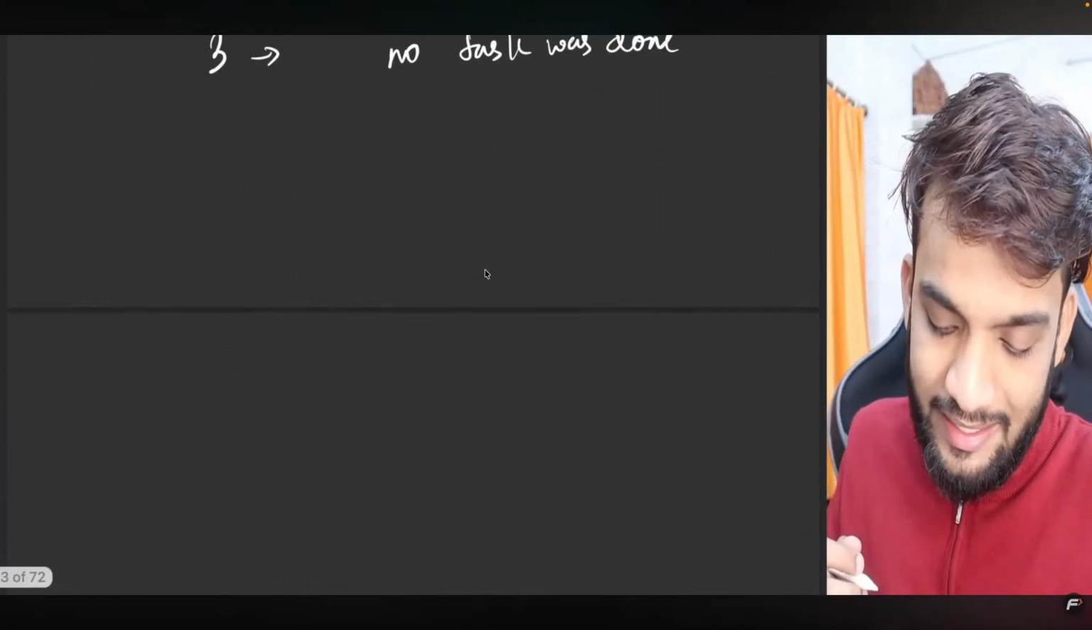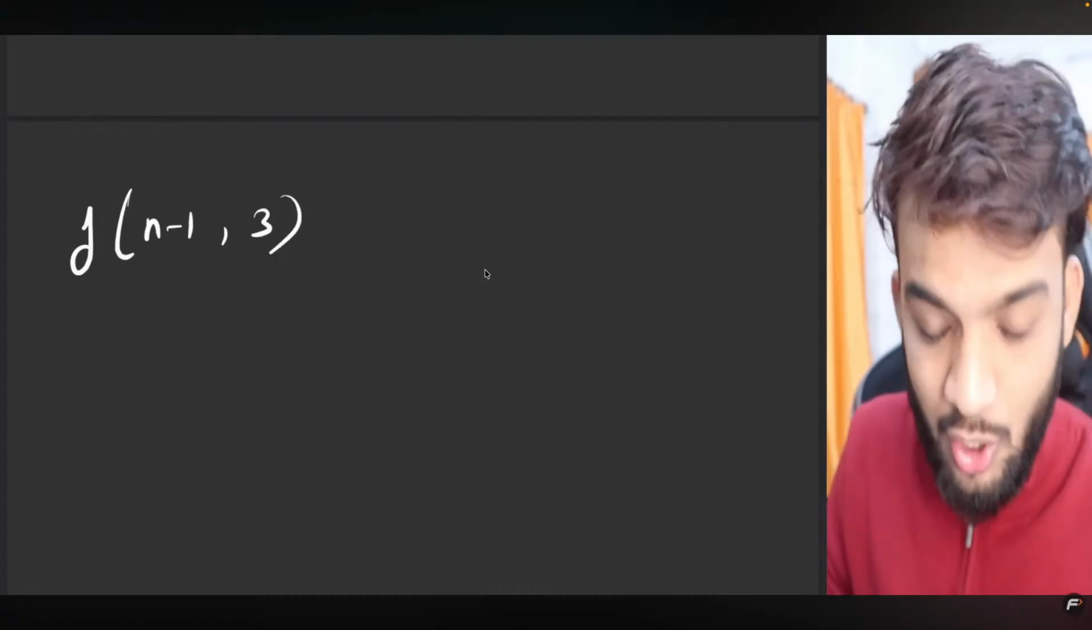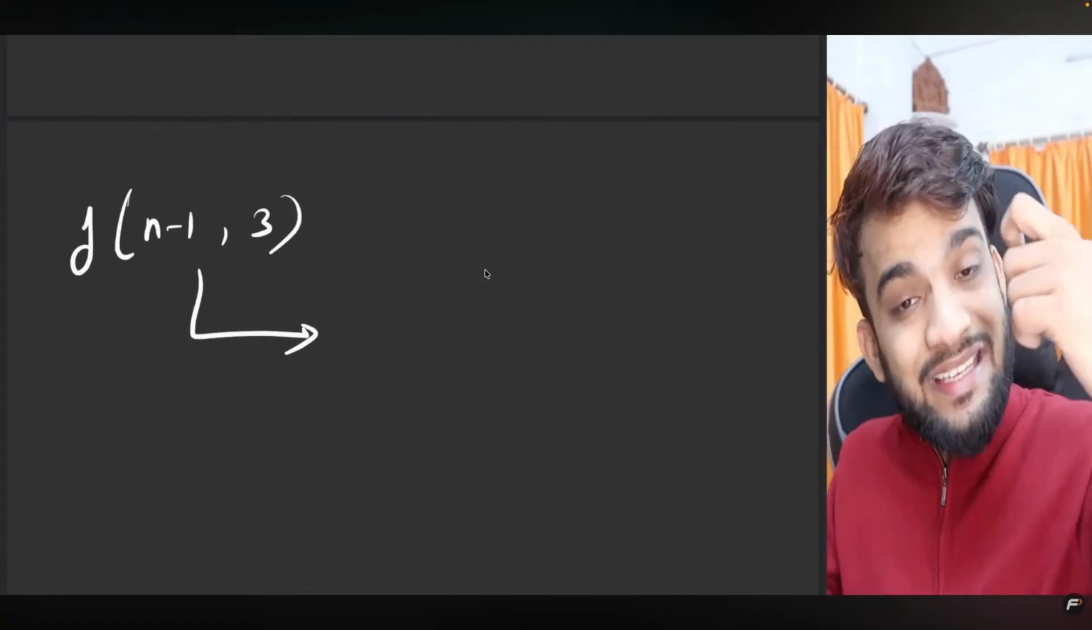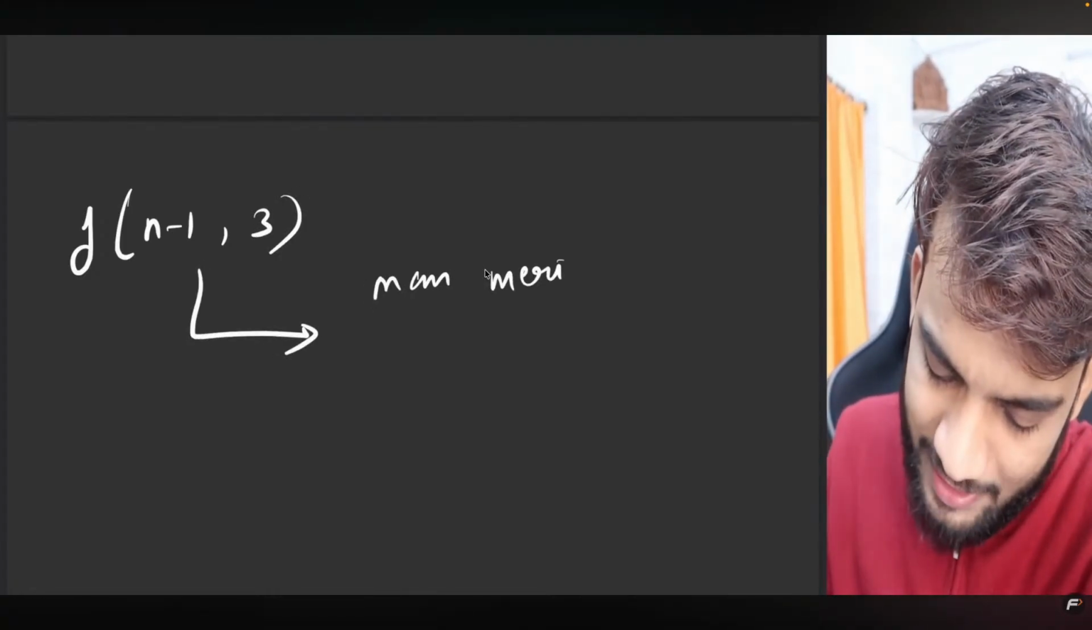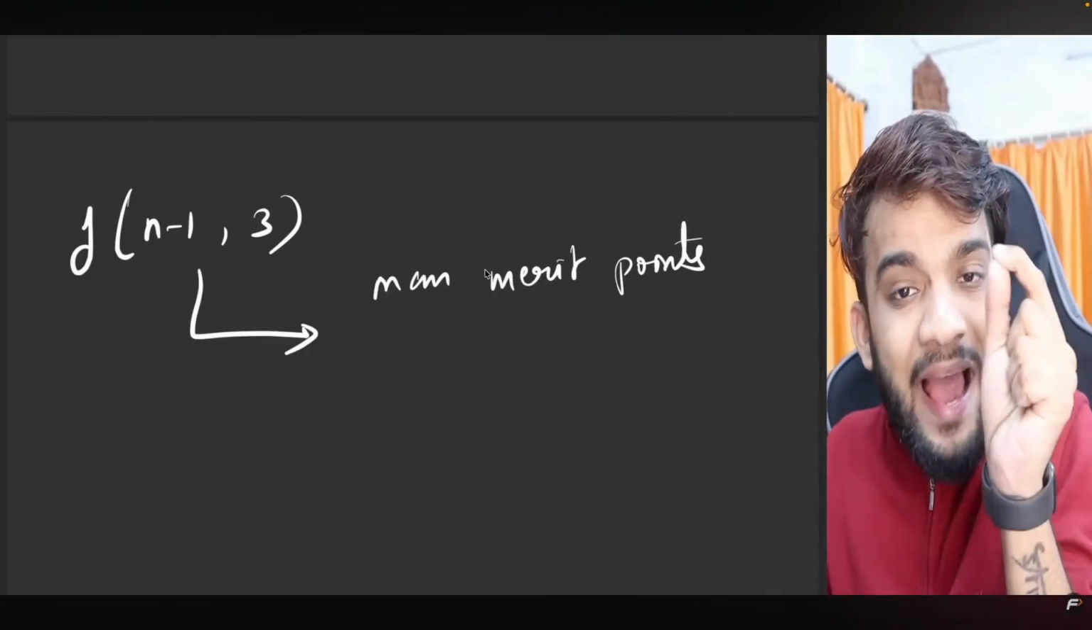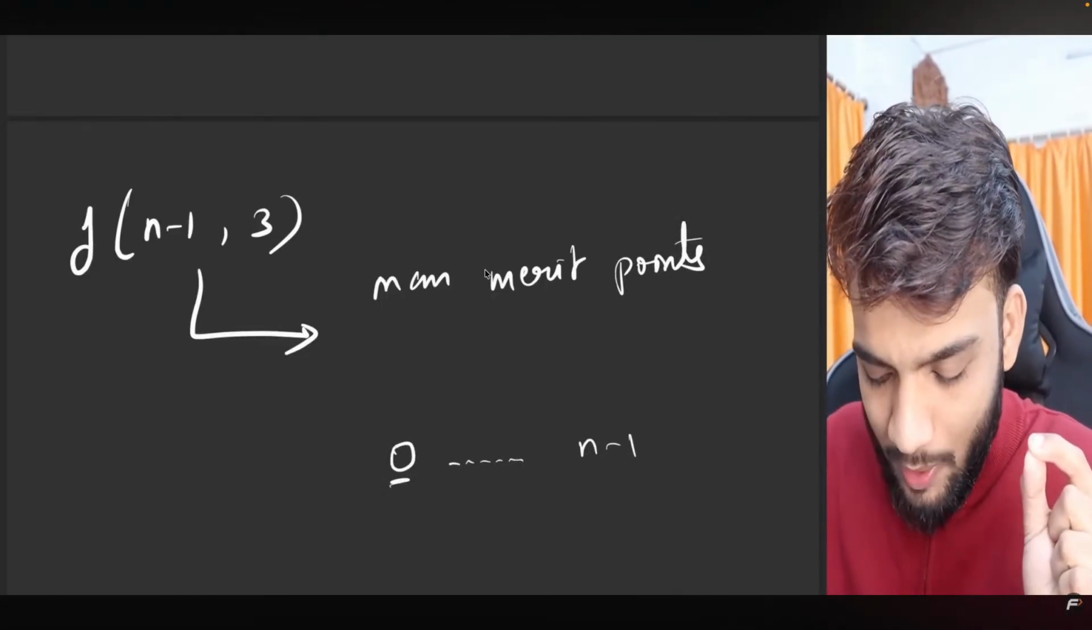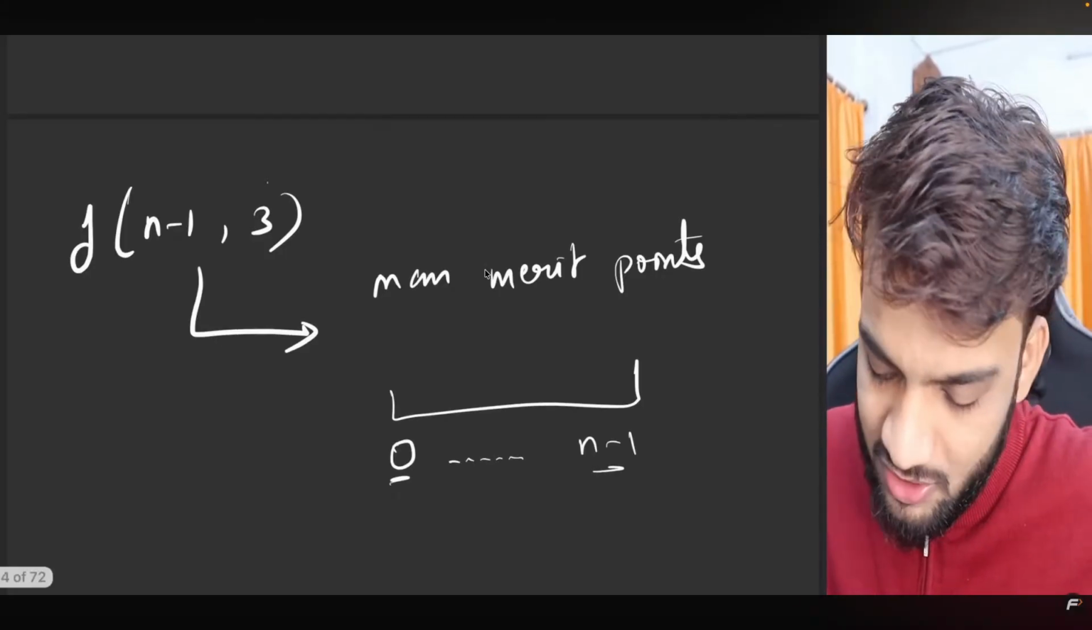So I can say, initially the call will be made for f of n-1, 3. What does this recurrence mean? Give me the maximum merit points that you can earn on the array that starts from 0, ends at n-1, and before n-1, you perform 3, meaning no task was performed.